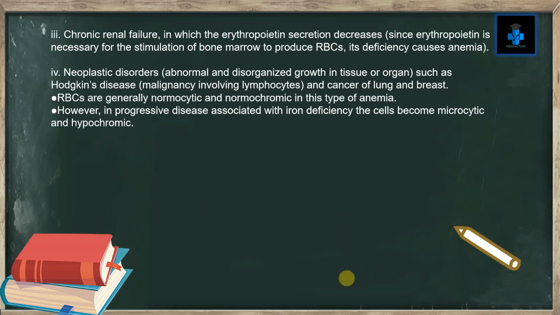Number 3. Chronic renal failure, in which the erythropoietin secretion decreases. Since erythropoietin is necessary for the stimulation of bone marrow to produce RBC, its deficiency also causes anemia.